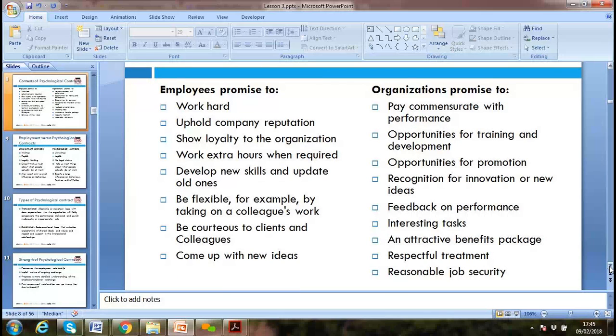Like when I was made redundant from British Gas, they offered us training, they taught us how to make CVs and how to interact, they gave us extra opportunities, and they paid enough redundancy money. They applied for jobs for us in various other organizations, and in different departments they tried to adjust. So these things are the employee's promise as well as the organization's promise.